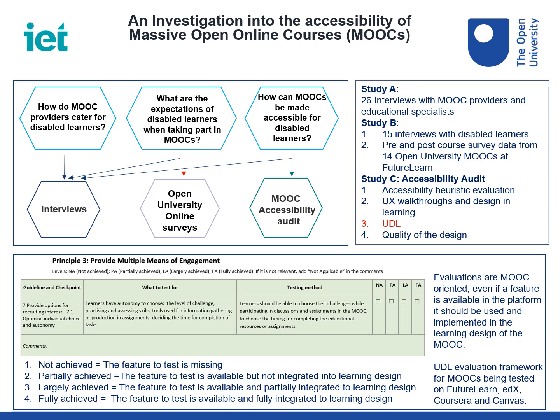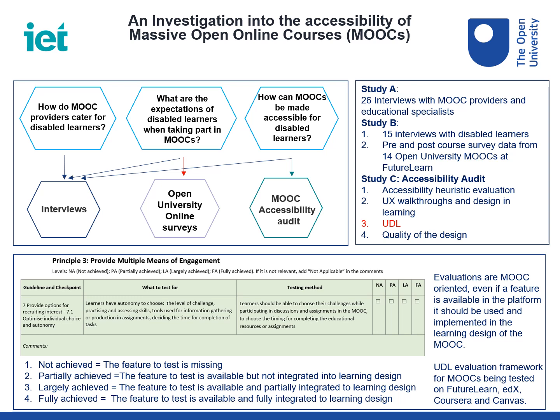So it's not achieved, the feature is missing. It's partially achieved, the feature to test is available but not integrated into the learning design. Largely achieved, the feature to test is available and partially integrated to learning design. Or fully achieved, the feature to test is available and fully integrated to learning design.